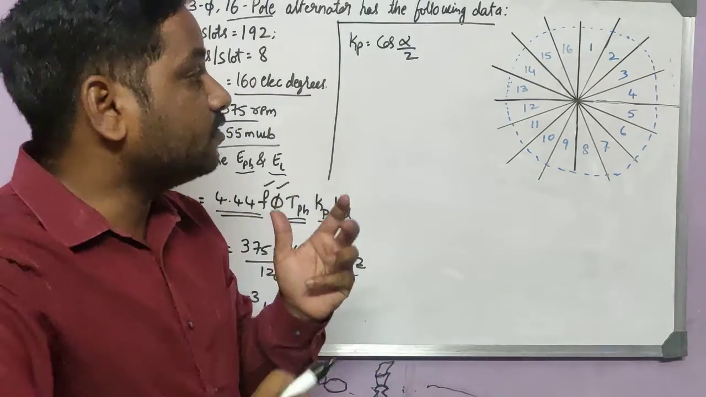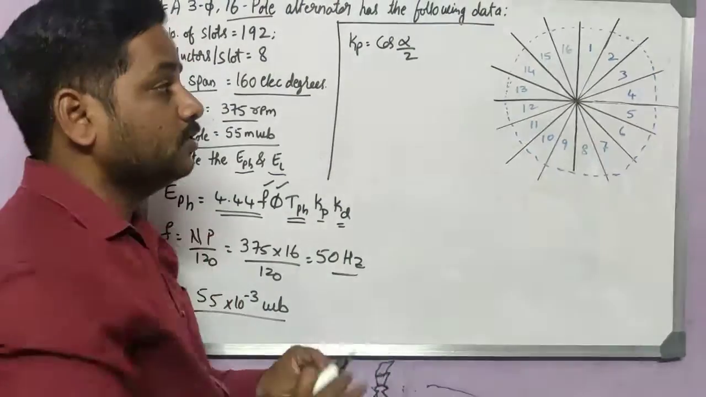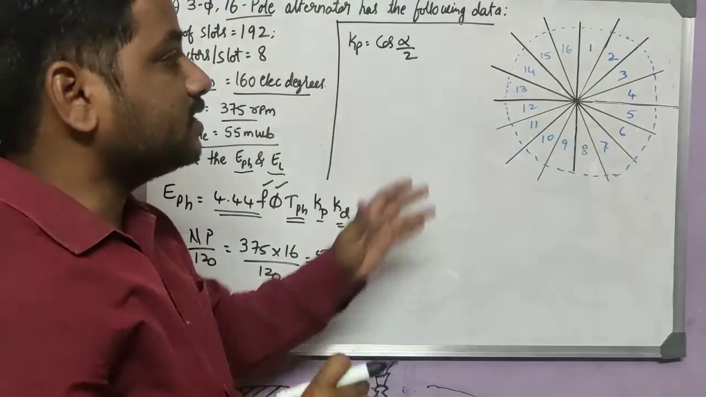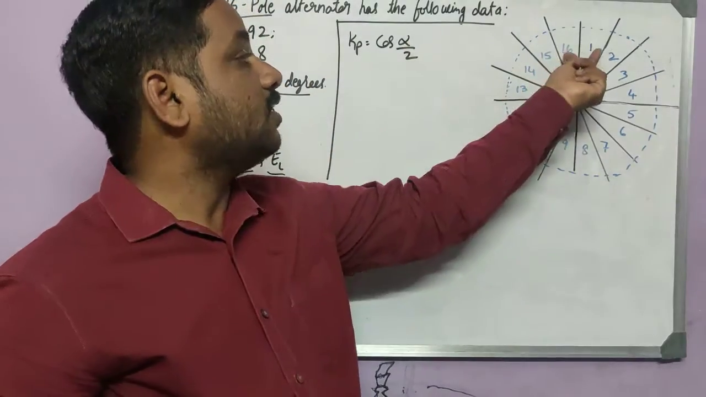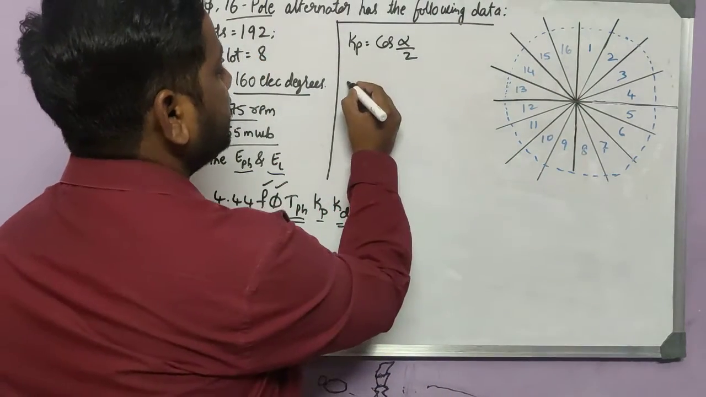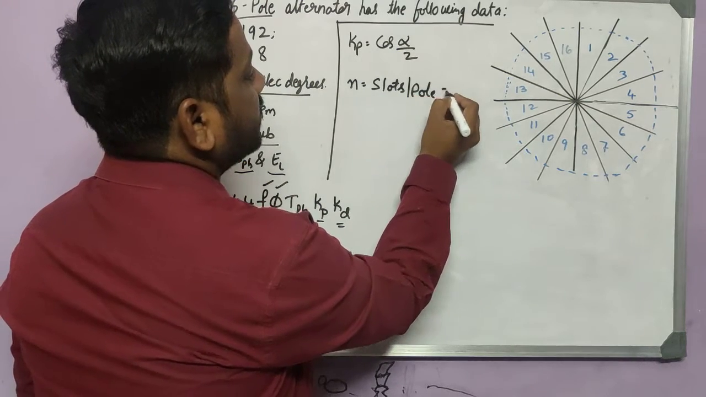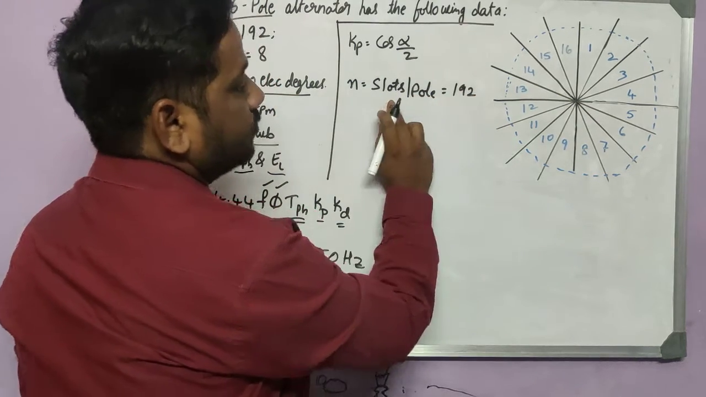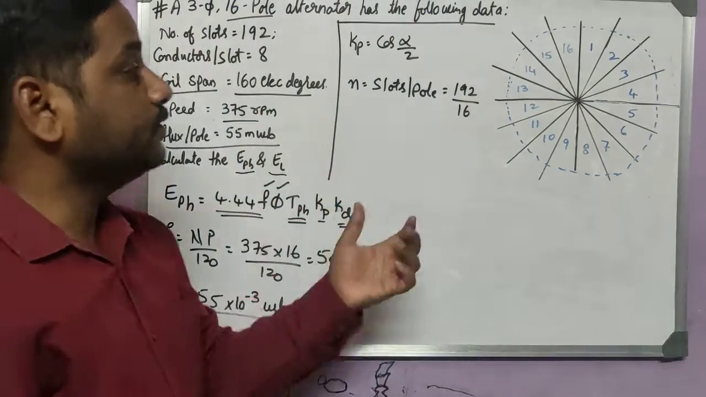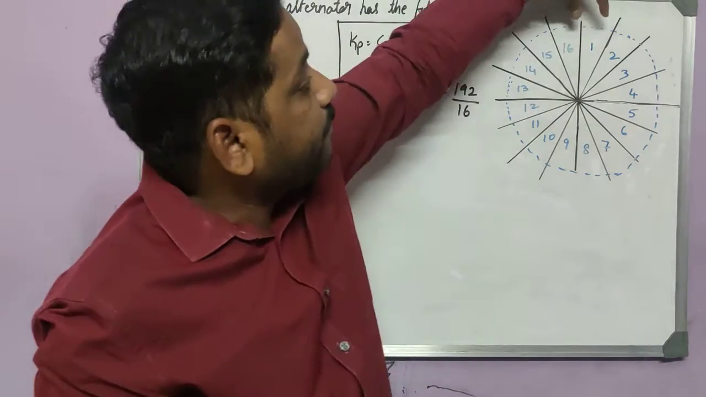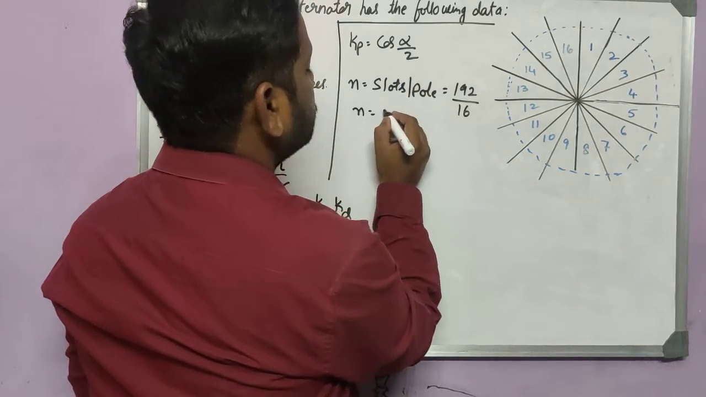And in each pole, we don't know how many slots we have. But here they mentioned the number of slots is 192. Total slots on this circumference will be 192. Now I can identify the slots per pole, which in short we represent as N. Slots per pole is the total slots, 192, divided by the number of poles we have, 16. So for this one pole, the answer will be 12.